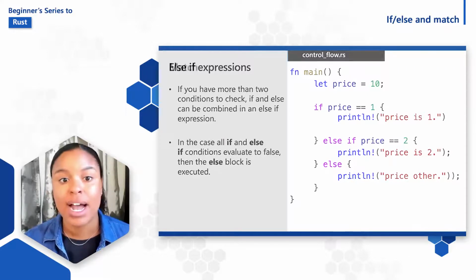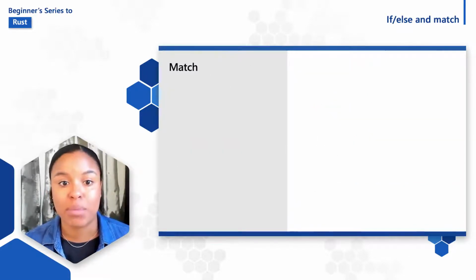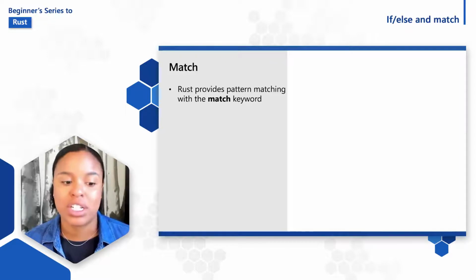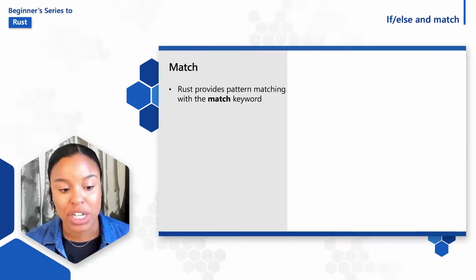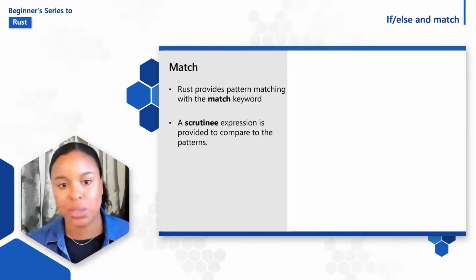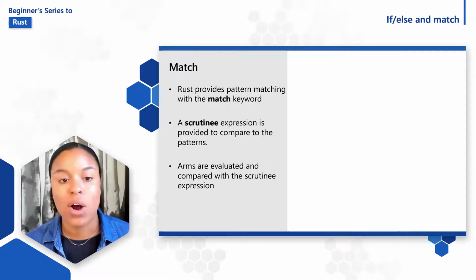Another option that is used regularly in programs to make decisions by comparison is the match expression. This is similar to a switch in other languages like C. And Rust is able to provide this pattern matching with the match keyword. Match has what's called a scrutiny expression, which is the value provided to compare to the patterns. And arms within the match expression are evaluated and compared with the scrutiny expression.